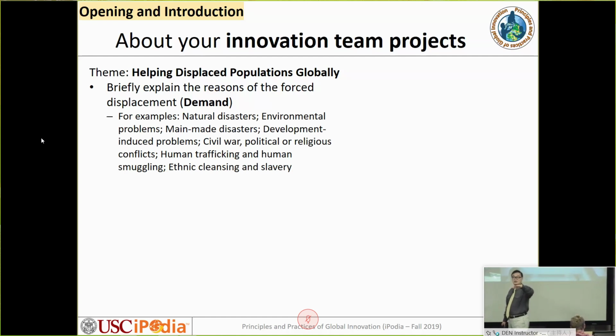Now, again, I do not want us to discuss the political aspect of such disaster. I want you to understand the reason for them to leave home, and then you will be able to create a scenario to imagine the daily challenges those people are facing.